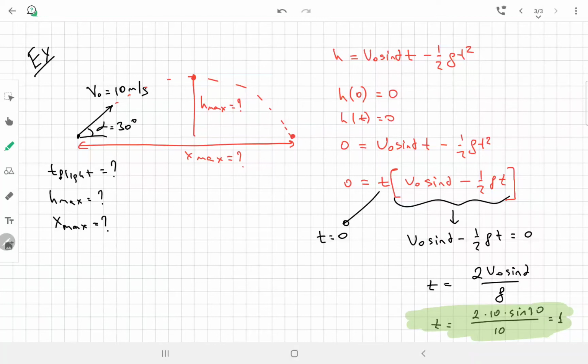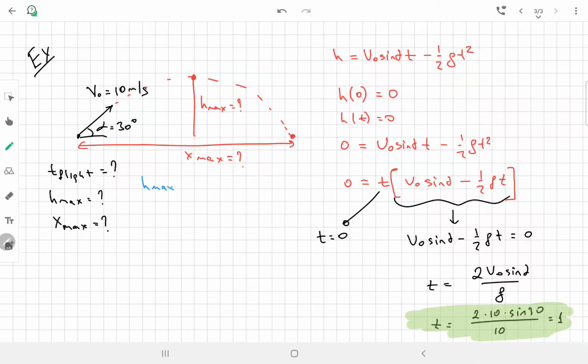Now it's time to answer the second question, height maximum. There are a few methods, there are a few ways how to find height maximum. We know that height maximum will be after 0.5 seconds, because time of flight equal to 1 second. It means 0.5 seconds it will rise, and also 0.5 seconds it will fall. So total time will be 1 second. So basically height max will be after 0.5 seconds. And it means we can use the same equation, and the time is given.